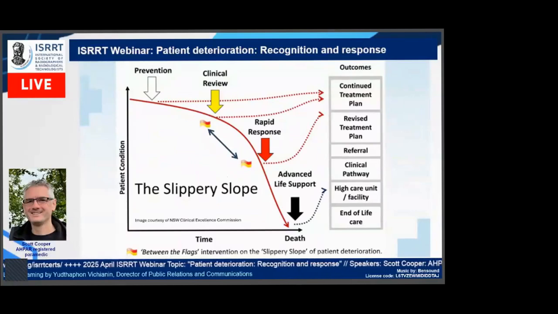Next up is the slippery slope, and this is a graph that's provided by the New South Wales Clinical Excellence Commission. What it basically shows is that we need to respond to a patient deterioration between those flags or even before, because the earlier we intervene with patient deterioration, the better it is for them, with a decrease in patient morbidity and mortality. So with training up MRPs to be able to recognise deterioration early, we can increase patient safety and again hopefully see a decrease in morbidity and mortality from hospital patients when they do deteriorate.